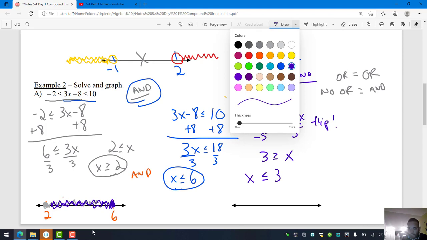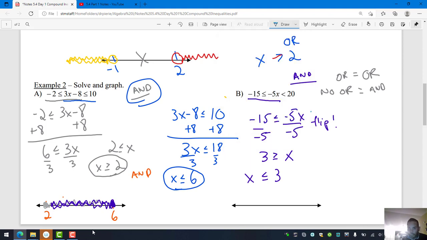Now I'm going to look at the second half of this equation. I'm only looking at negative 5x is less than 20. So do the second question. Negative 5x is less than 20. To get x by itself, I have to divide both sides by negative 5.